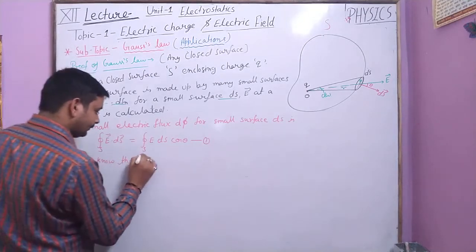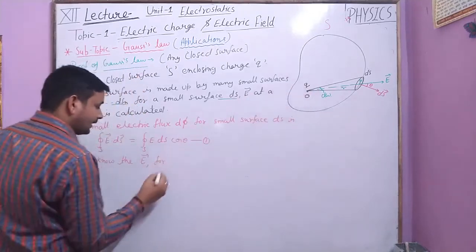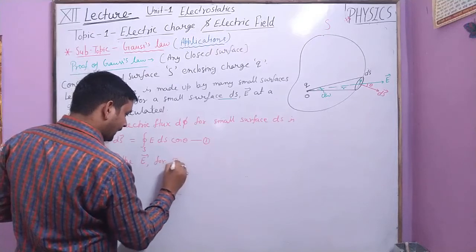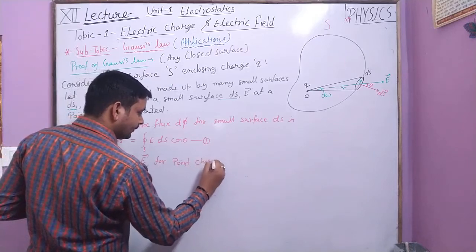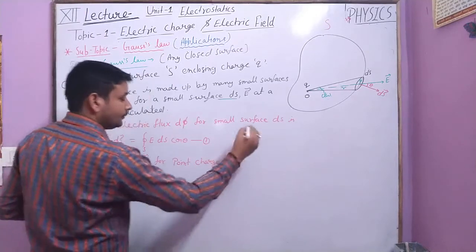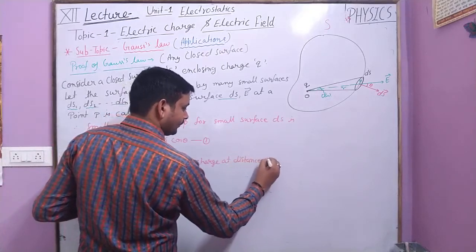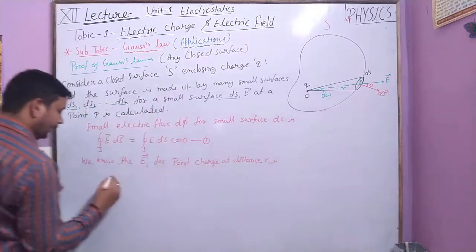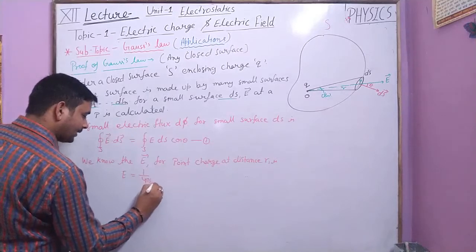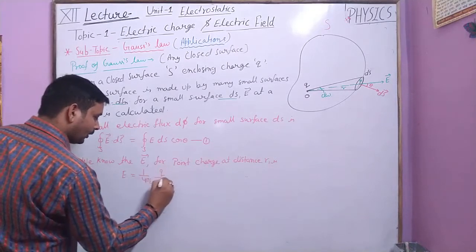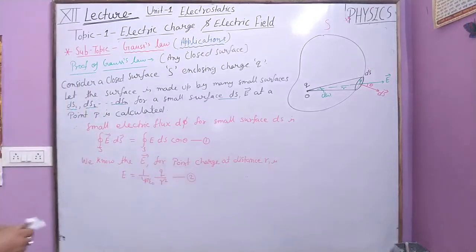Now we know that electric field for a small charge, or electric field for point charge at distance r, is given by E is equal to 1 upon 4 pi epsilon naught q upon r square. This is your equation second.